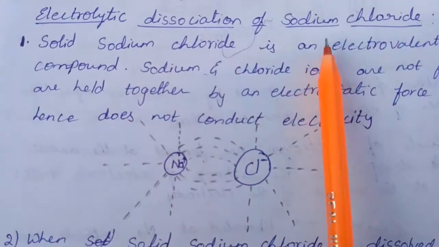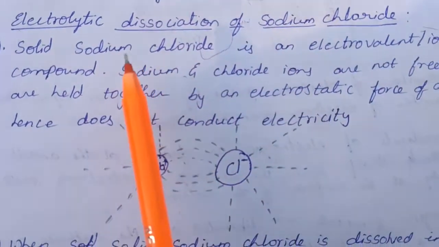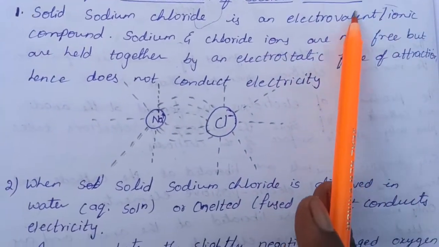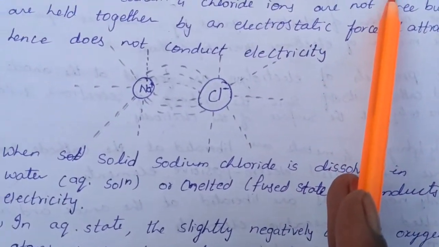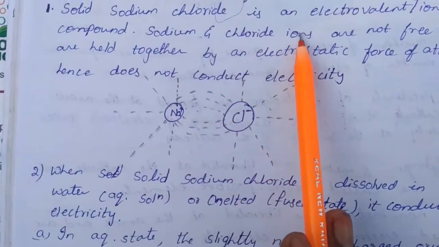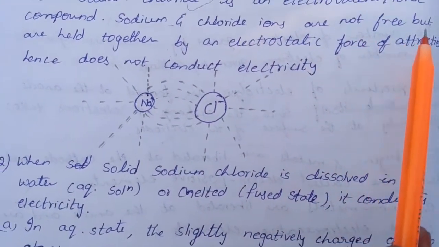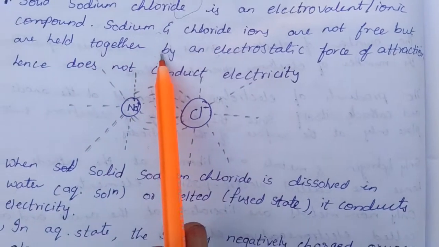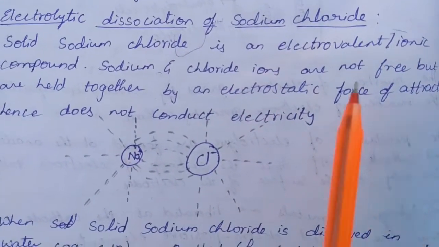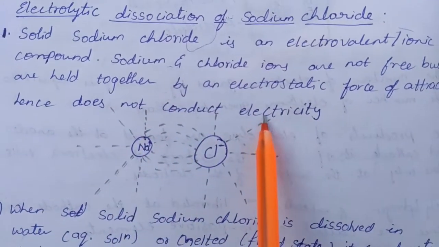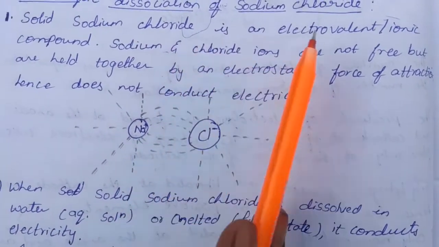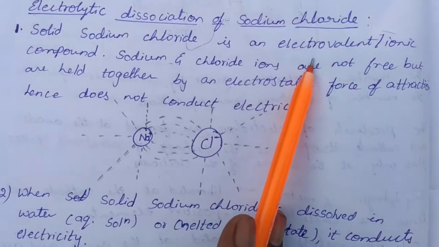Electrolytic dissociation of sodium chloride. Solid sodium chloride is an electrovalent compound. This electrovalent compound is also called an ionic compound. Sodium and chloride ions are not free but are held together by an electrostatic force of attraction and hence do not conduct electricity. That means if you take solid sodium chloride, that does not conduct electricity.